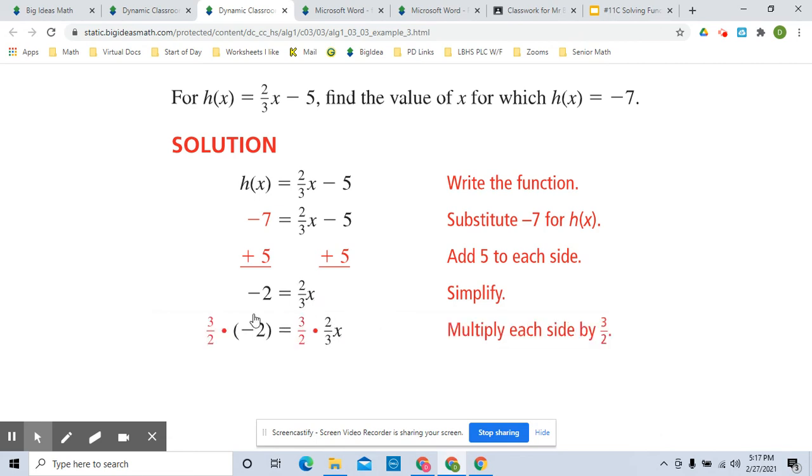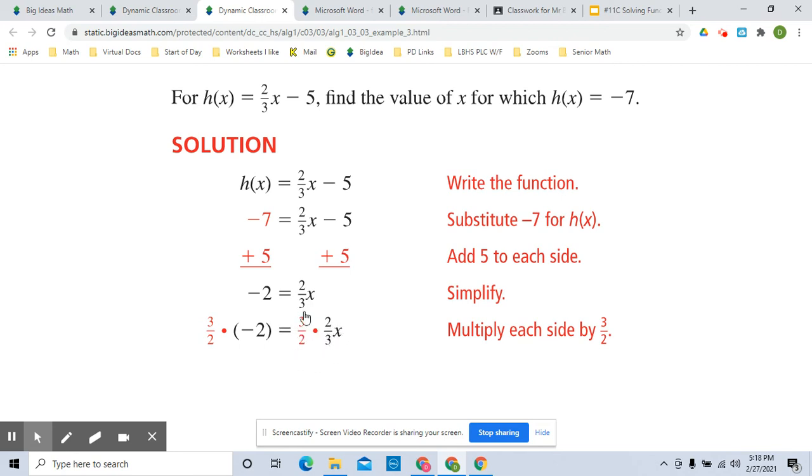Okay. In the next step, let's see how they explain this. Multiply each side by 3/2. So this is called the reciprocal. The coefficient of x is 2/3. If you multiply by the reciprocal, which is 3/2, we'll make the coefficient of x equal to 1. And that's always the goal when we're trying to solve for things. We want to get x, they say, by itself. That means we want the coefficient to be 1.